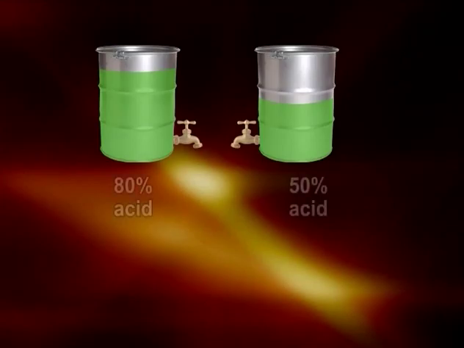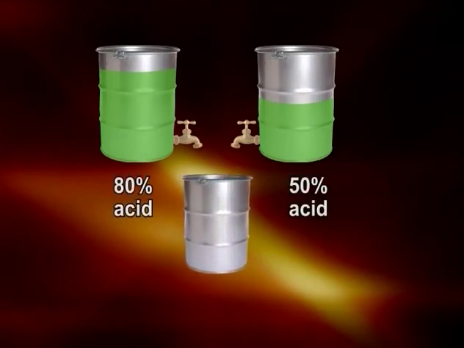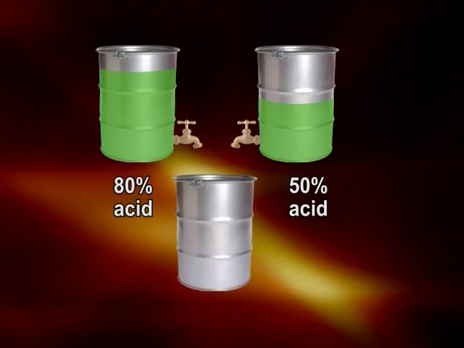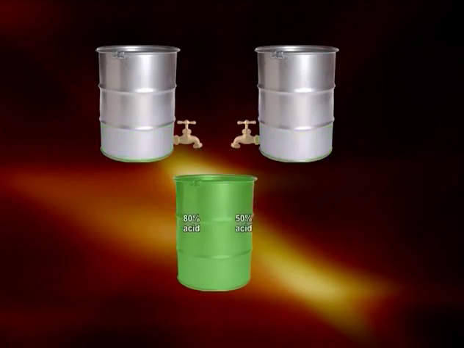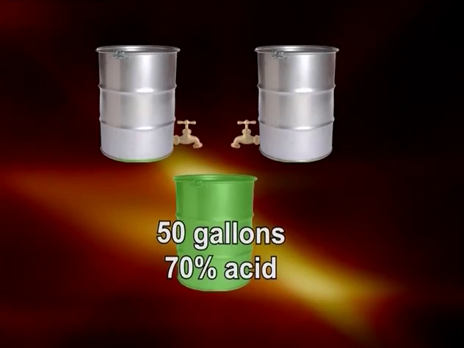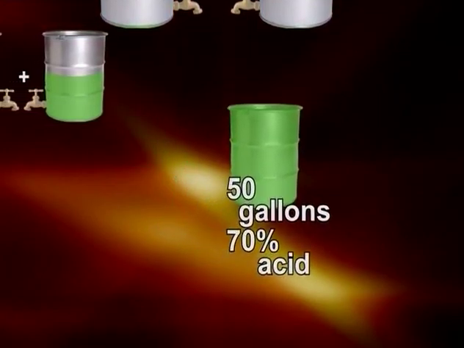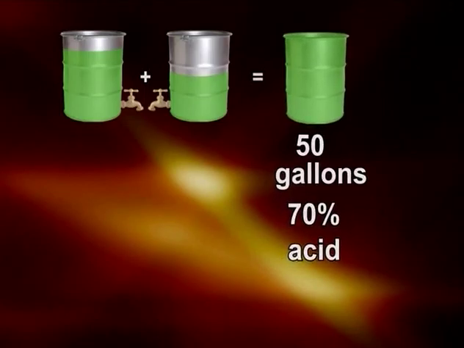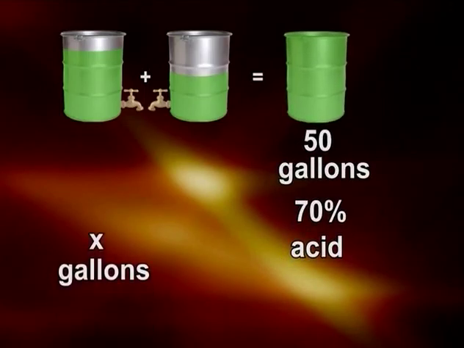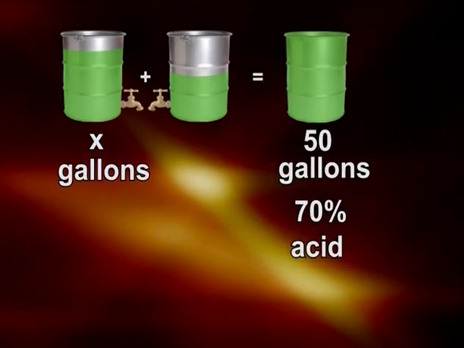Now imagine here, we have some 80% acid and some 50% acid. We don't know how much, but we do know that when they're mixed together, we get 50 gallons of 70% acid. Now, think of this in an equation format. You see, simply let X stand for the number of gallons of one liquid and Y the number of gallons in the other liquid. And now we can build our equation.